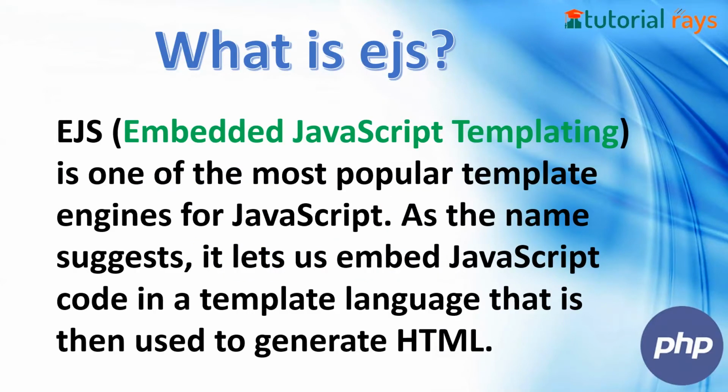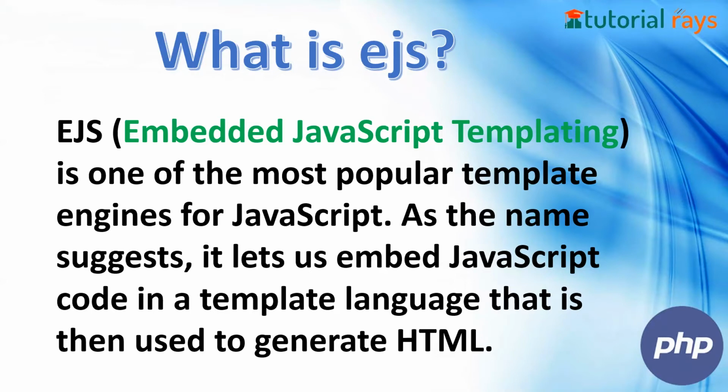EJS or Embedded JavaScript Templating is one of the most popular templating engines. Remember, EJS is not the only one. There are a lot of other such templating engines, but this is one of the most popular. That is why I'm going to use this one. As the name suggests, it lets us embed JavaScript code into a template language that is then used to generate HTML. So we can embed the JavaScript code inside HTML, and at the end it is generated and produced as HTML, and it is served to the client.